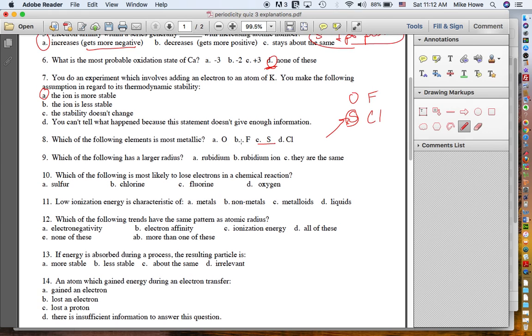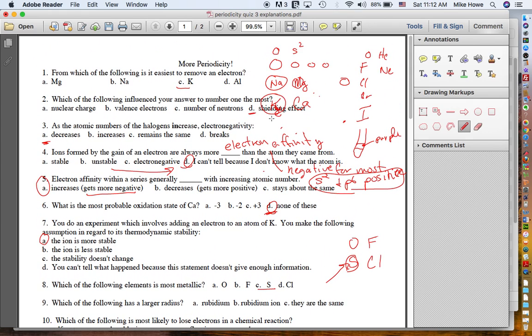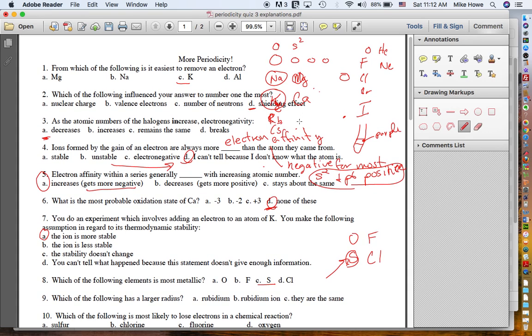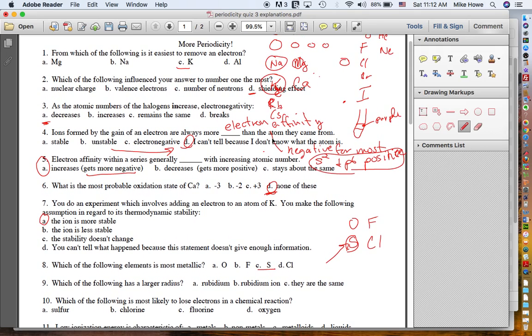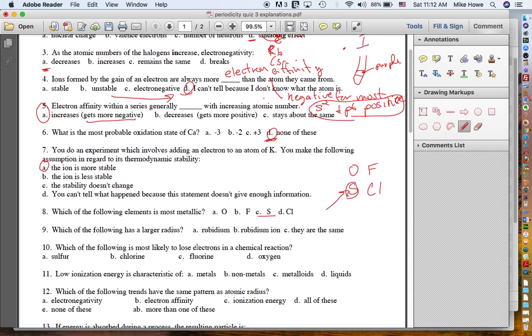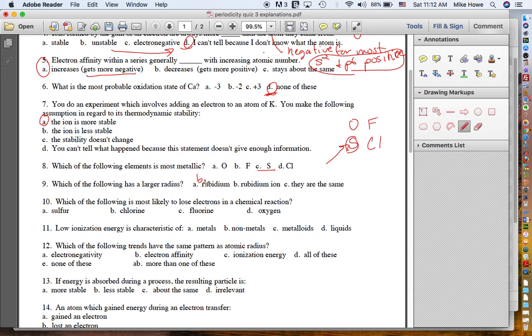Which has a larger radius, rubidium or rubidium ion? Rubidium sits over here. You get rubidium and then cesium. So rubidium is going to lose an electron when it makes an ion. If it loses an electron, it's got to get smaller. So this one is the bigger one here because it hasn't lost its electron yet. And this one is the smaller one, because when you lose an electron, you get smaller.